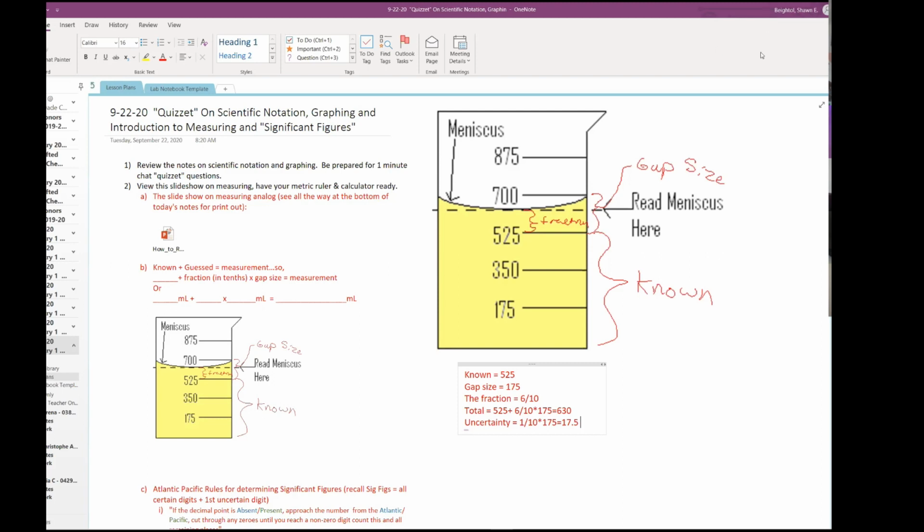So there you go. It's not 630. It's 630.0, because this measuring device can distinguish to the tenths place in chunks worth 5/10.